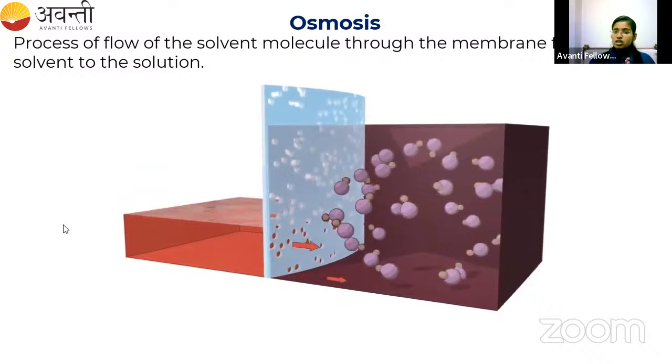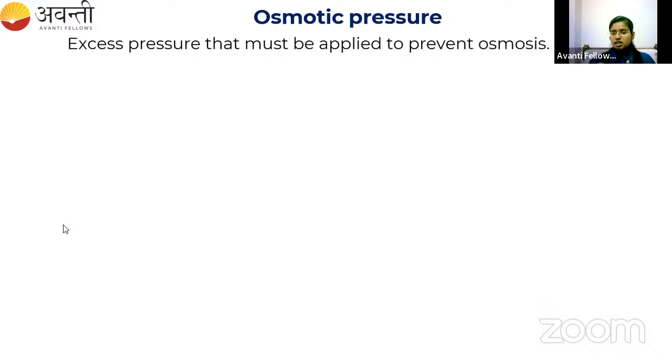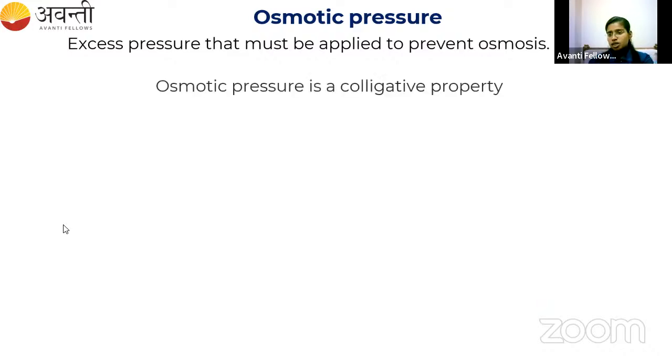Now we'll go for osmotic pressure. Let me give you the osmotic pressure definition. It is the excess pressure that must be applied to prevent osmosis. Osmosis is not the colligative property; osmotic pressure is the colligative property. Got it? It is the excess pressure which has to be applied to prevent this osmosis process. And this osmotic pressure is denoted by the letter pi.